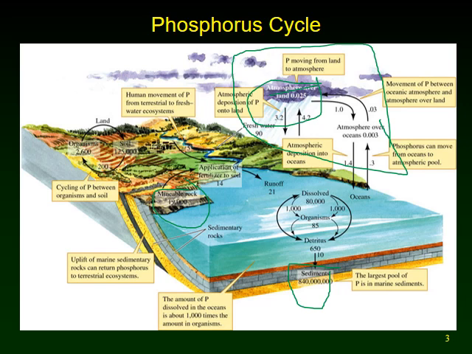Now these places where phosphorus is kind of stored are referred to as reservoirs. So the sediments would be a reservoir. And notice that the largest pool of phosphorus is in the marine sediments. So these elements can undergo cycles like, say, the hydrologic cycle.